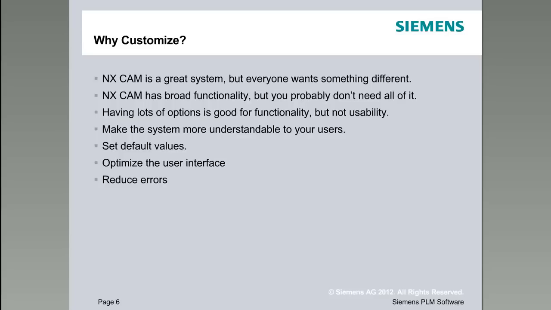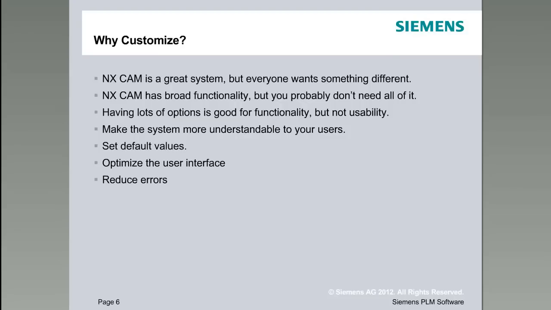We can do things like just set default values. I see people that create operations and change the same 10 parameters every time, and I don't understand that, because very easily they could just set that once in the master for that operation and not have to do it again. And then there's some things we can do just with the user interface. Some people like larger icons, smaller icons. Some people want things on the left or the right. These are all things that are part of customization to make it more comfortable for your users.